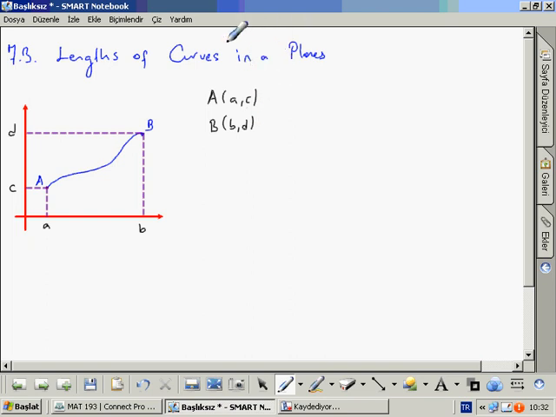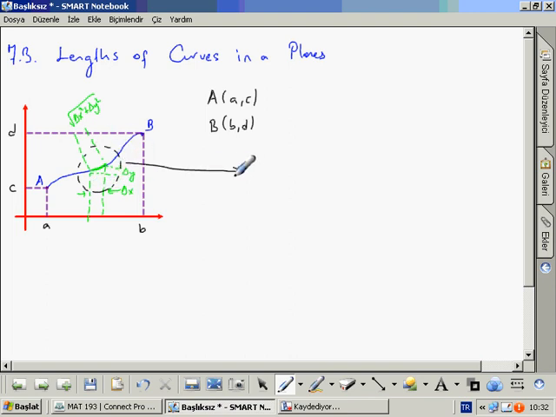When you take any length of curve, which is this green part, this part will be del x, and here will be del y, and for this part will be the square root of del x squared plus del y squared.